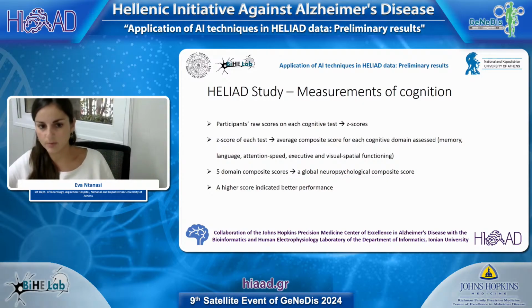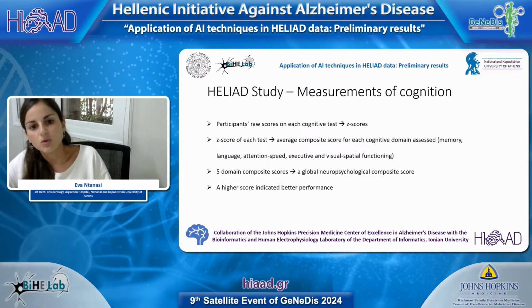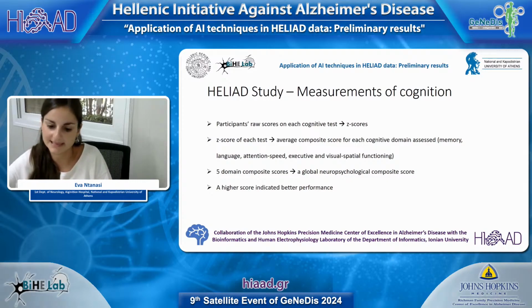And we also averaged these 5 domain composite scores into a global z-score which measures the global cognition of participants. So doing so, we also have a quantitative measurement of cognition for our participants.